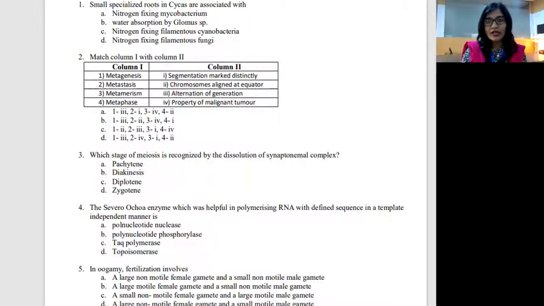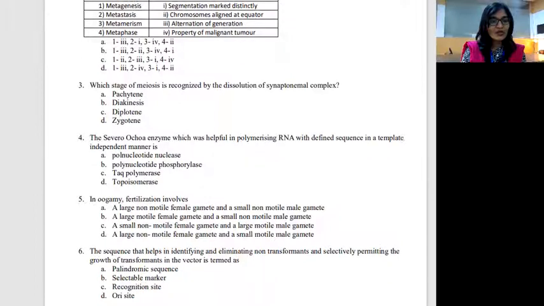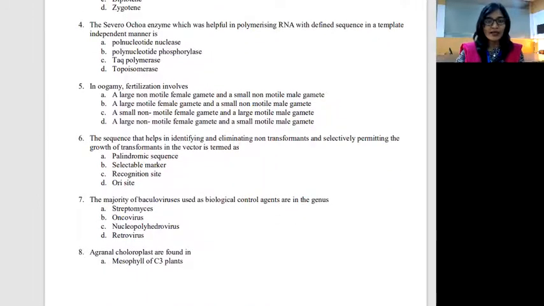So Severo Ochoa's enzyme, which was helpful in polymerizing RNA with a defined sequence in a template independent manner. The important one: what's this template independent manner? We already know, just a minute, there has to be a template, and here there is no template. Suppose we are talking about DNA replication or transcription, we know that there has to be a DNA. So one is going to be a template strand. So 3' to 5' is going to be a template strand.